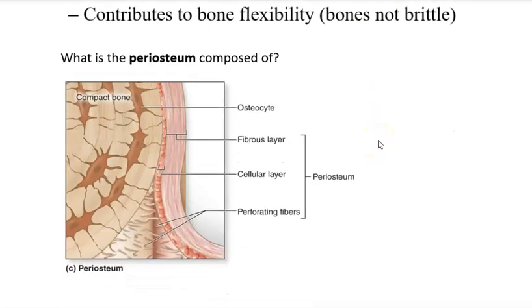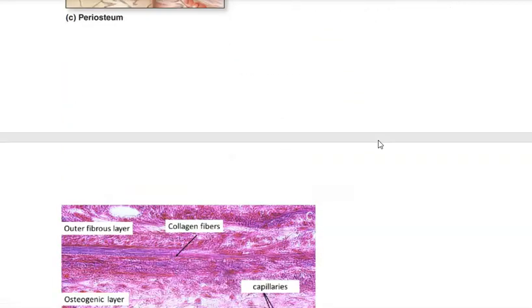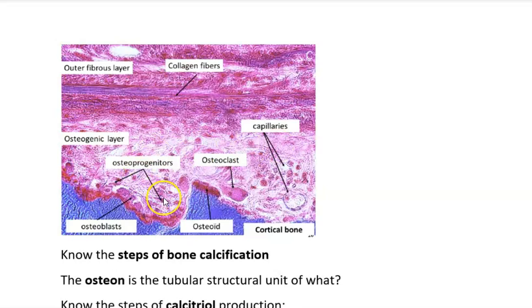Next, what is the periosteum composed of? Well, remember that the periosteum has an outer layer and an inner layer. And the outer layer is going to be made up of dense, irregular connective tissue, while the inner layer is going to be made up of cells, those osteoprogenitor cells, the osteoblasts, and the osteoclasts, okay? And here's this outer fibrous layer here. And remember that it's dense, irregular connective tissue.